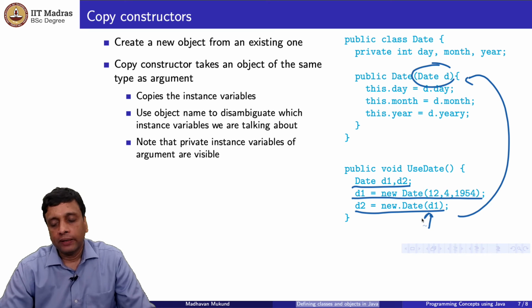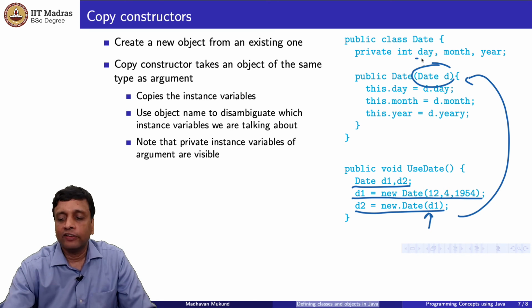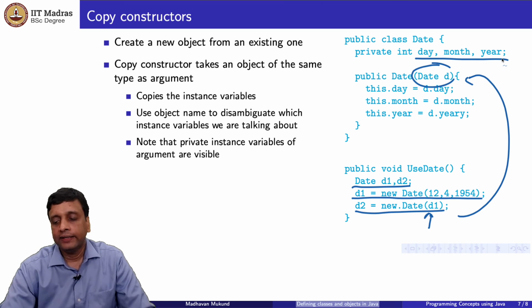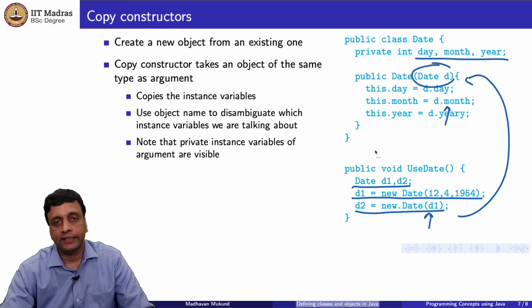So one thing to keep in mind here is that these variables are private and yet we are accessing them from another object. The crucial thing is we are accessing them from another object of the same type. One date is looking at another date.